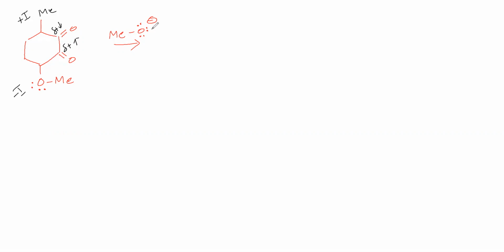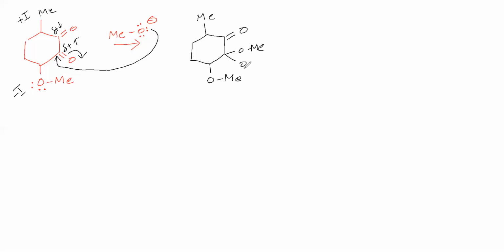Okay. Now this O minus is attacking this carbon because this carbon is having more positive charge. This pi bond is shifting like this. So what we will get, we will see. Here we will write the 6-membered ring. Here we will write OMe, here methyl group, here double bond O. Here we will write OMe and O minus. This oxygen is having 3 lone pairs.